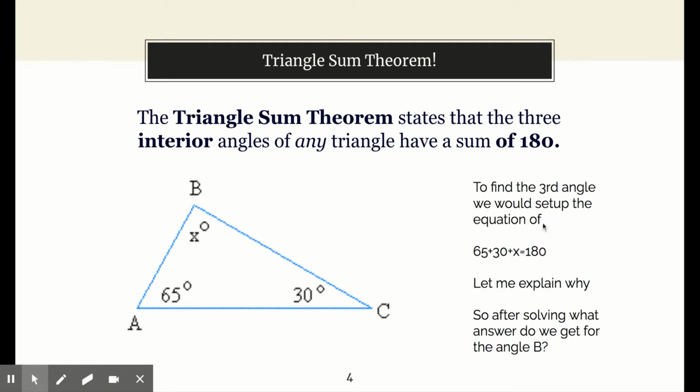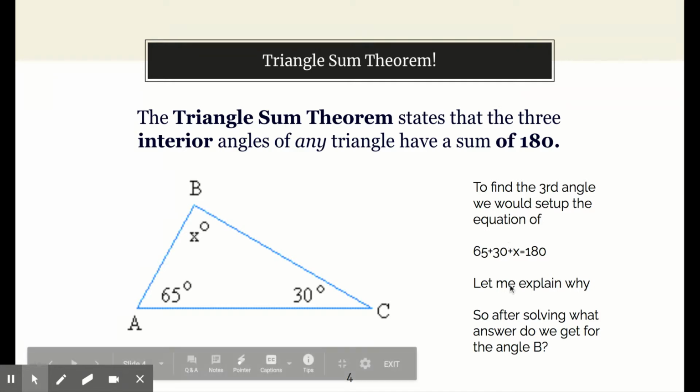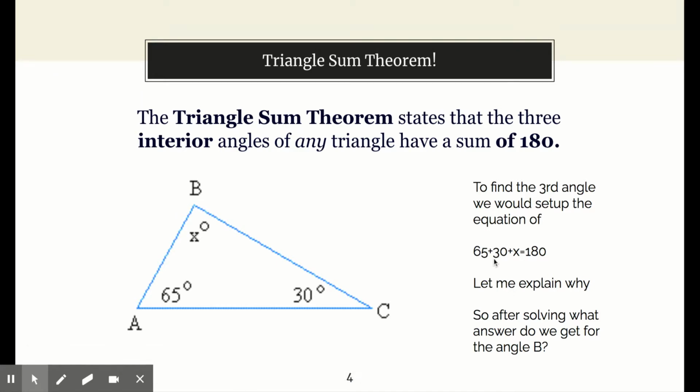So we're going to set up an equation. We're going to set up the equation of 65 plus 30 plus x equals 180. We know it's going to equal 180 because, like the theorem says, they all have to equal 180, right? So if I add 65 plus 30, try that on your own, tell me what you get. You should have gotten 95.